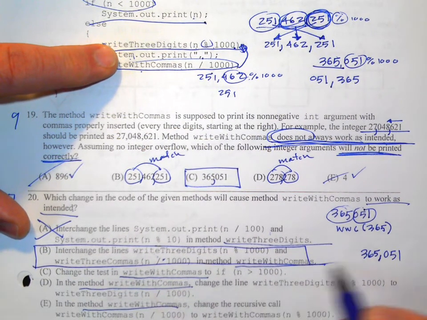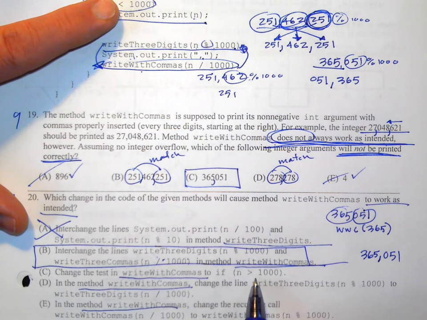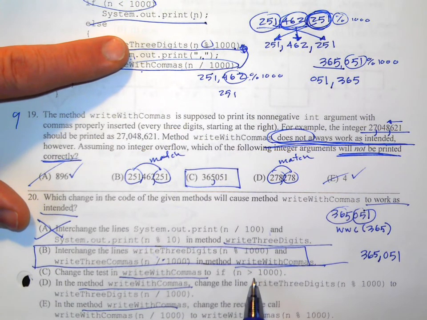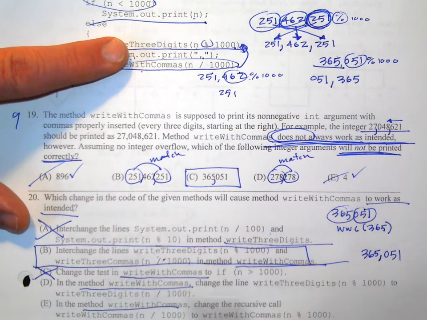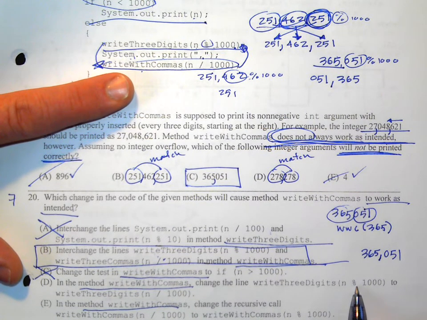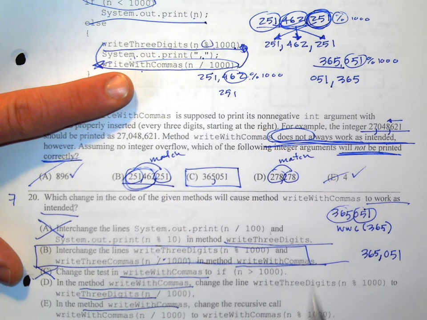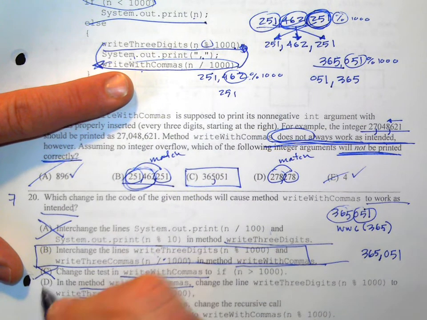The other one says change the test in write with commas to if n is greater than 1,000. No, because that'll just print whatever is greater than 1,000 out without even commas. That's clearly wrong. This one says in the method write with commas, change the line write 3 digits of n remainder 1,000 to write 3 digits of n divided by 1,000. No, because that's just going to call write 3 digits on everything. This is going to give things that are more than 3 digits long to that. So that's not going to work.